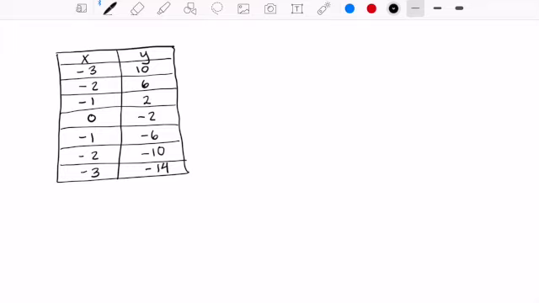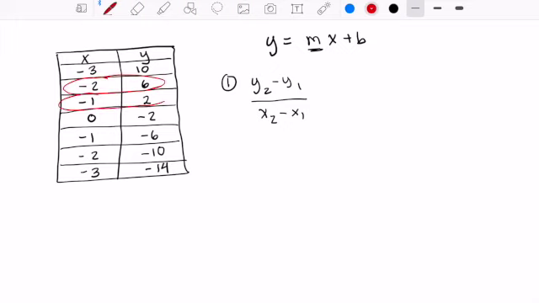Again, we're going to approach this problem the exact same way that we just did. I always like to write it out every time. y equals mx plus b. And we're going to be solving for our slope first. So y2 minus y1 over x2 minus x1. Pick any 2 points. We'll make it easy this time. I'm going to pick these, and then I'm going to pick the ones right below it.